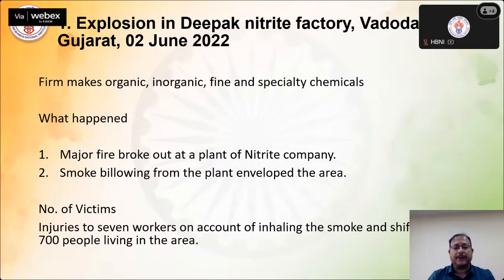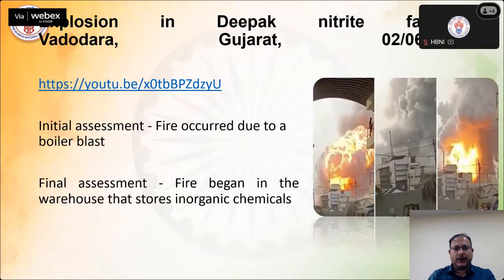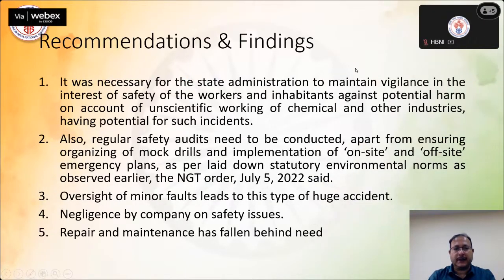So you can easily understand and correlate not only the effect on the human body, but also the migration or evacuation that took place in this particular event. This is the scenario of the explosion in Deepak Nitrite Factory. The initial assessment was that the fire occurred due to a boiler blast, and the final assessment was that the fire began in the warehouse that stores inorganic chemicals. Two cases are there: the initial assessment, a boiler was involved, and the final, the fire began in the warehouse that stores inorganic chemicals.